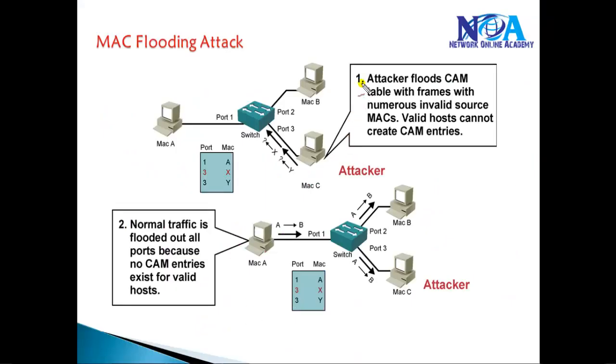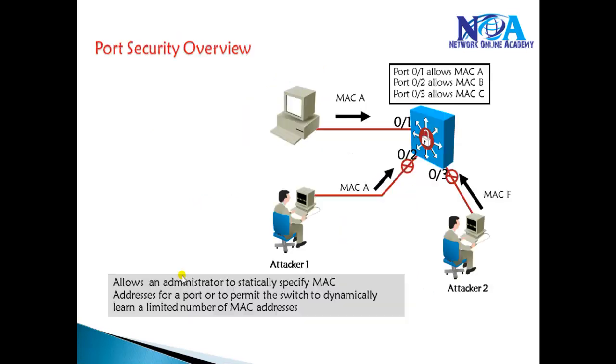Here you can see the summary of the MAC flooding attack. The attacker is going to flood the CAM table with numerous invalid source MAC addresses, and the valid host cannot create entries in the MAC table. So in simple terms, there is no entry for your valid MAC addresses. Now if a valid user tries to communicate with another valid user in the LAN, the normal traffic will be flooded out of all the ports because there are no CAM entries for the valid users. Now we call this a MAC flooding attack.